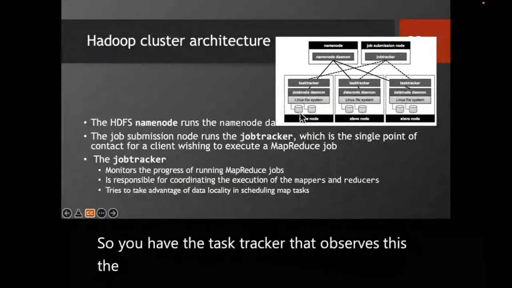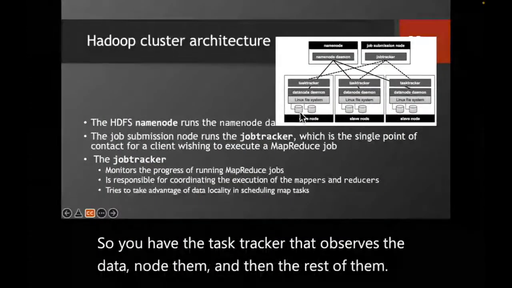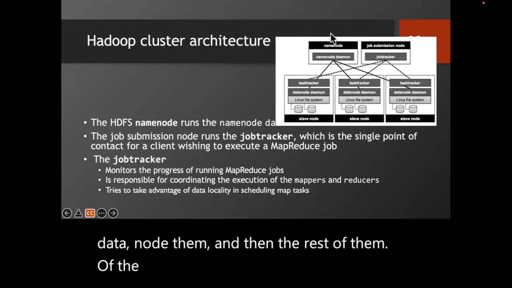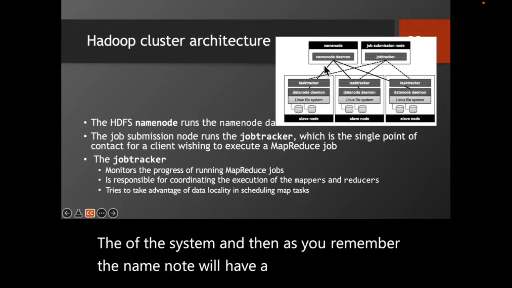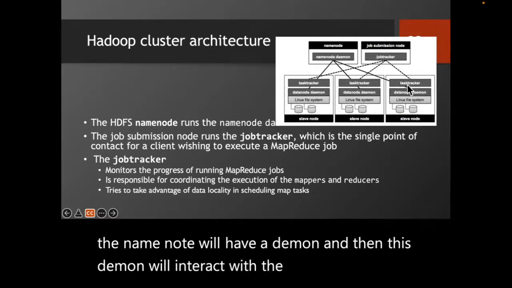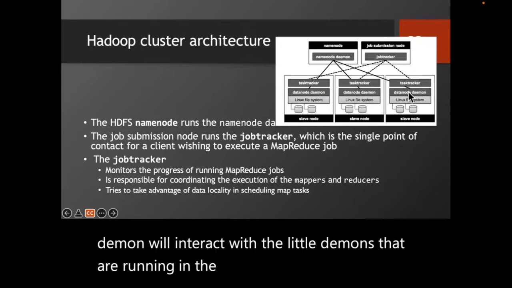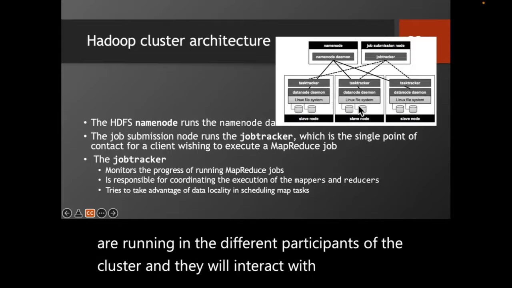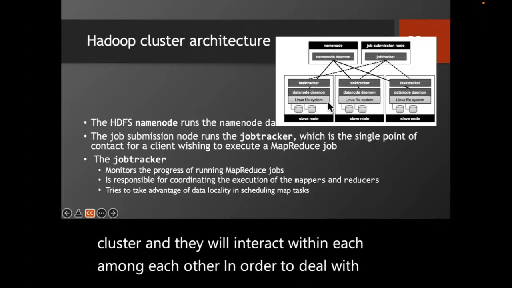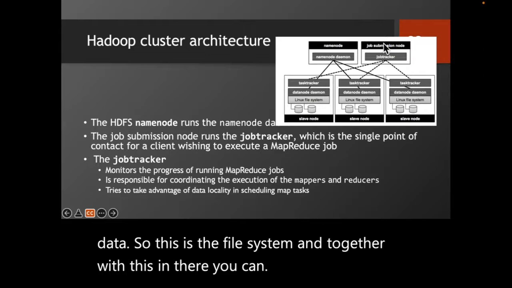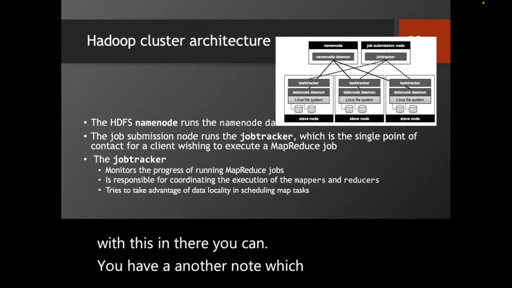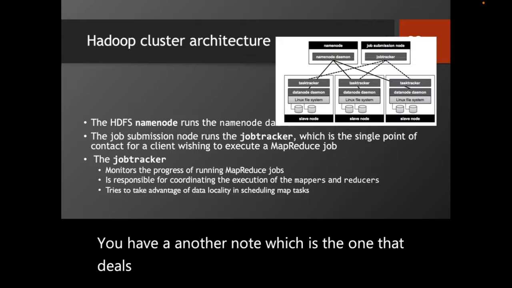node daemon, and then the rest of the system. And as you remember, the name node will have a daemon, and this daemon will interact with the little daemons that are running in the different participants of the cluster, and they will interact among each other in order to deal with the data. So this is the file system, and together with this, you have another node, which is the one that deals with your MapReduce execution.